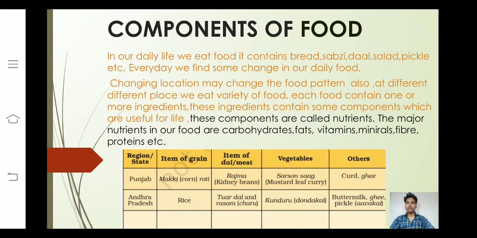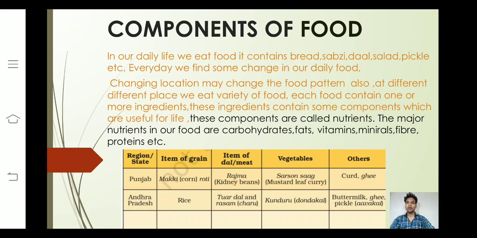Each food contains one or more ingredients. These ingredients contain some important components which are useful for the human body. These components are called nutrients. The major nutrients are carbohydrate, fat, vitamins, minerals, fiber, protein, etc.